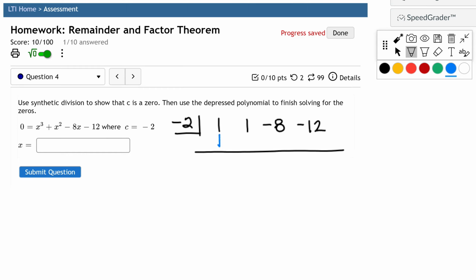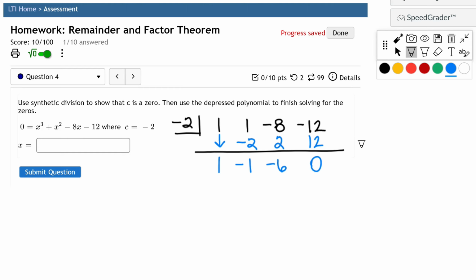Now, with synthetic division, the very first term comes down. -2 times 1 is -2. So now we're adding 1 plus -2 gives us -1. Now you multiply. -2 times -1 is +2. You add, we get -6, and now we multiply. +12, this gives us 0. That means that C equals -2 is a 0.